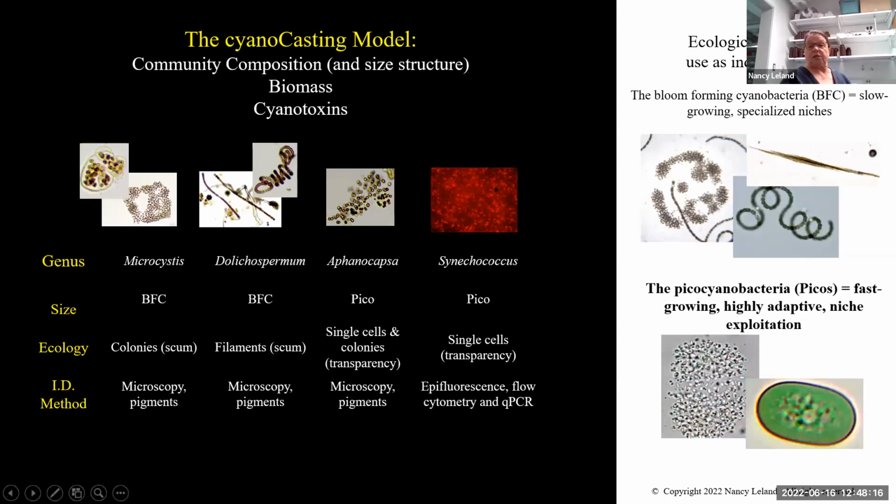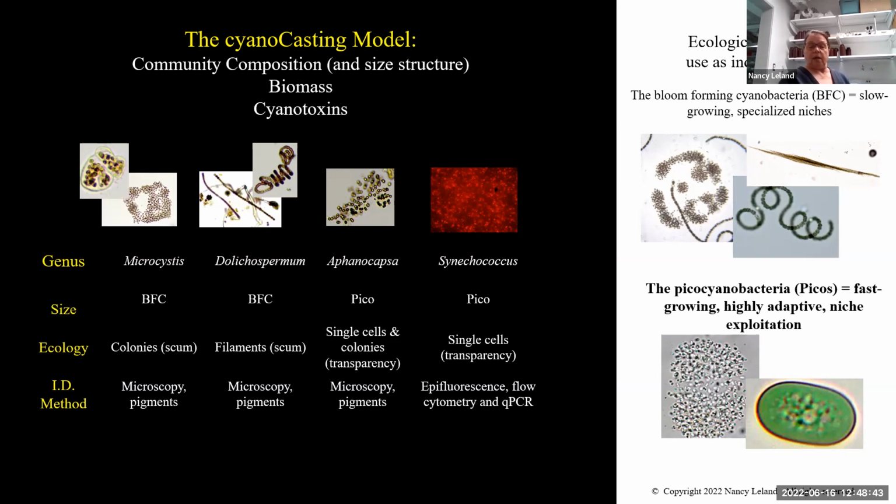So one of the interesting things that we think about in the lab is that the ecological niches that these guys inhabit suggest their use as indicator organisms. And that's what we're building our program around. The BFCs in particular, they are very slow growing organisms and they have very defined specialized niches.